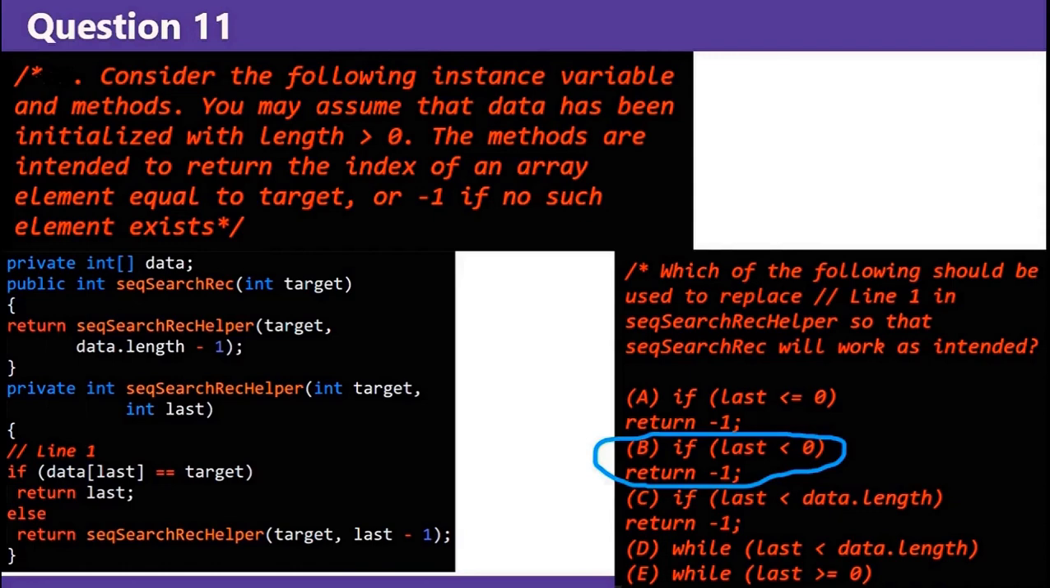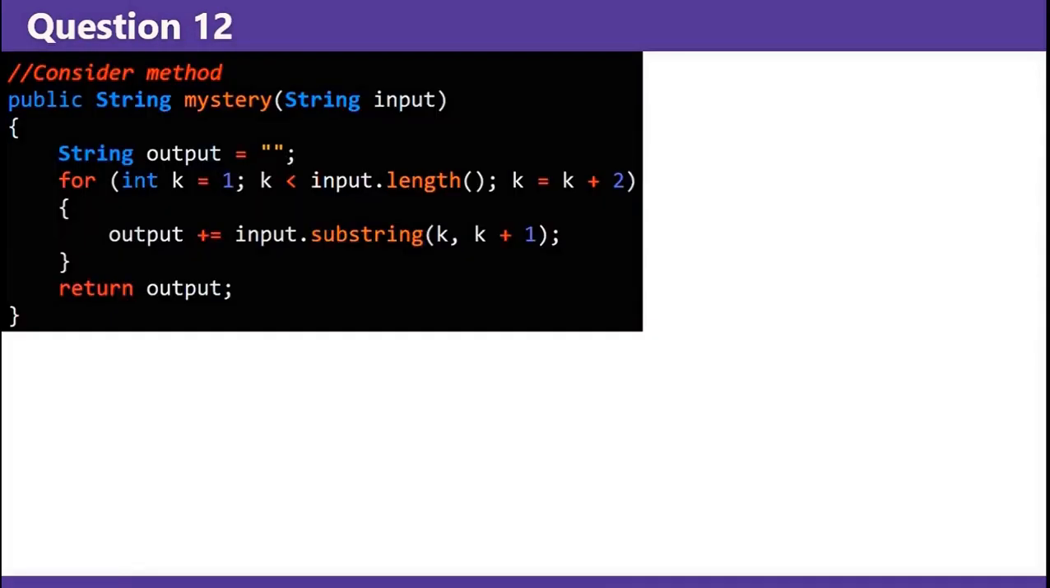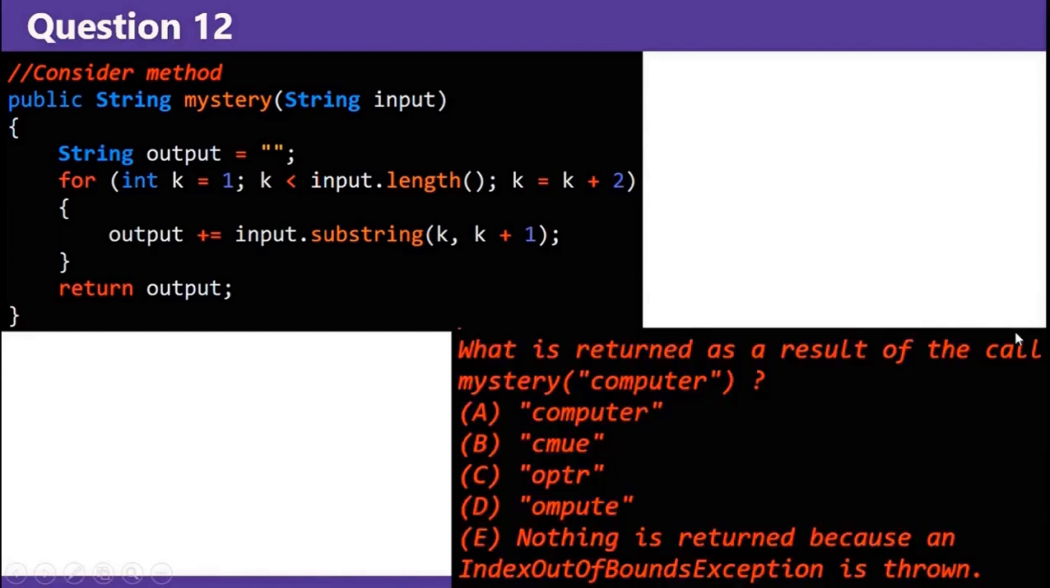Question 12's code combines every other character in the string starting from index 1 using a substring call with a step of 2 that includes the start index, but excludes the end index. Therefore, the correct answer is C, which represents the result that starts at index 1 and combines every other character.